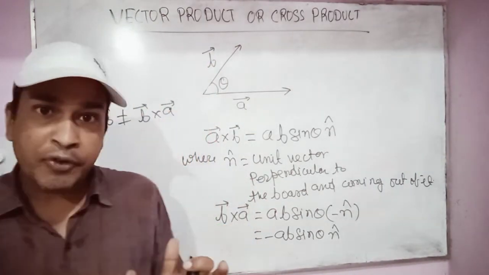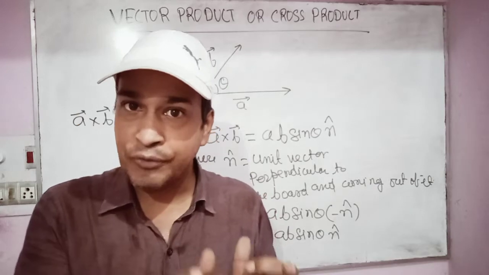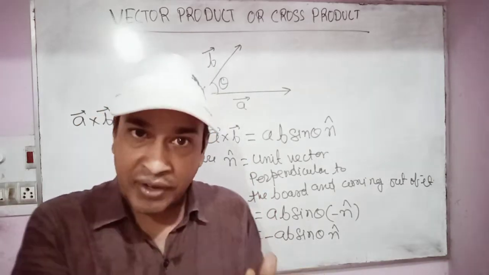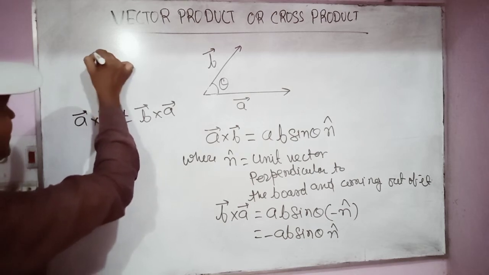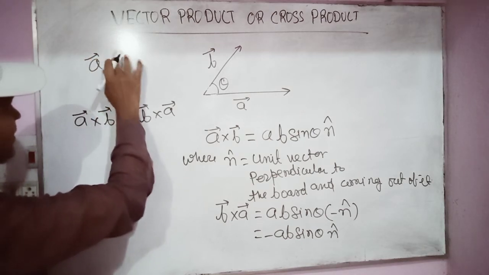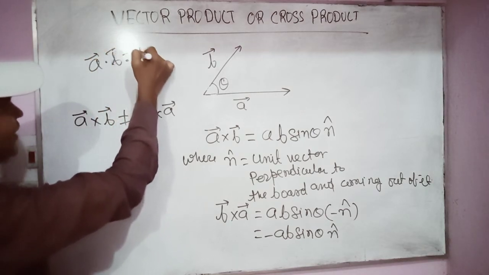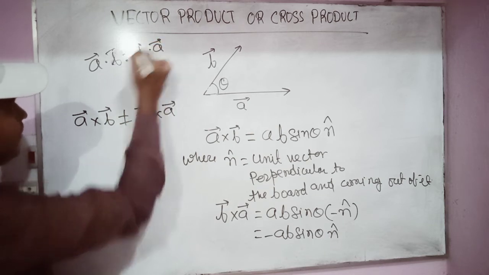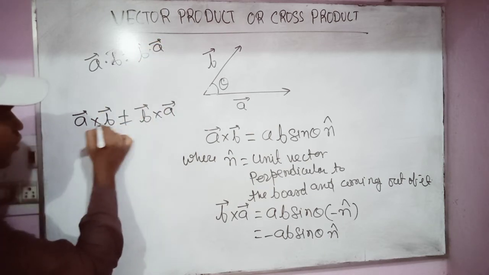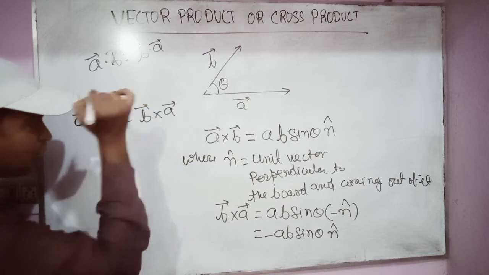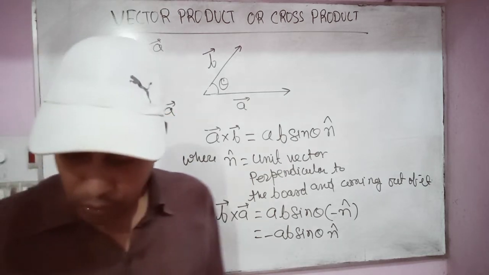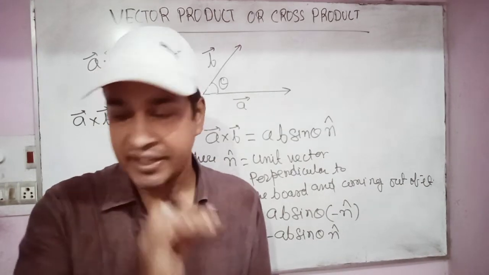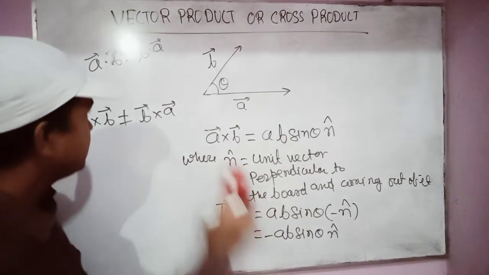But in the case of the dot product of vectors, we had seen that the dot product of two vectors is commutative. That is, we had seen that vector A dot vector B is equal to vector B dot vector A. But vector A cross vector B is not equal to vector B cross vector A. So the cross product of two vectors is not commutative. Let us proceed further.